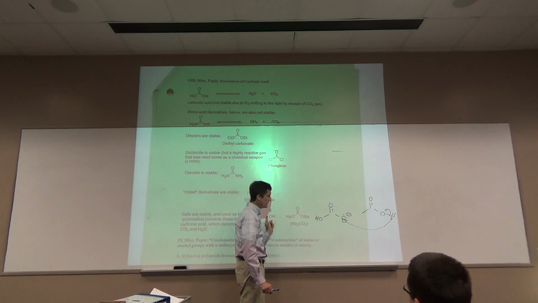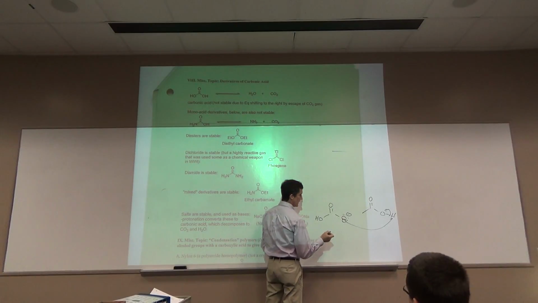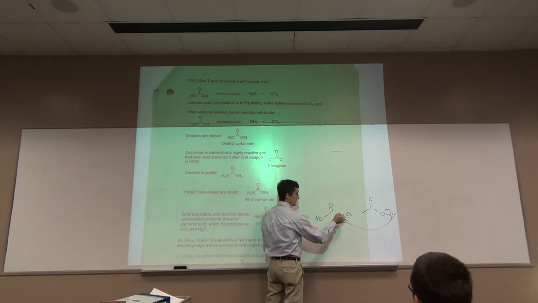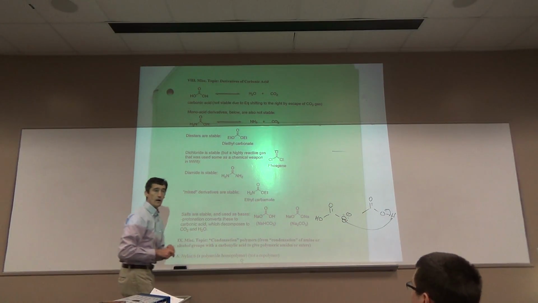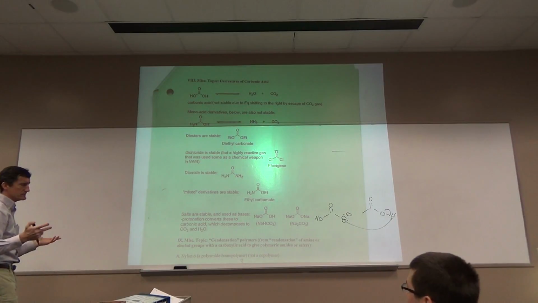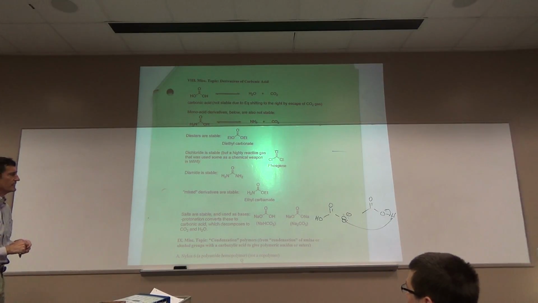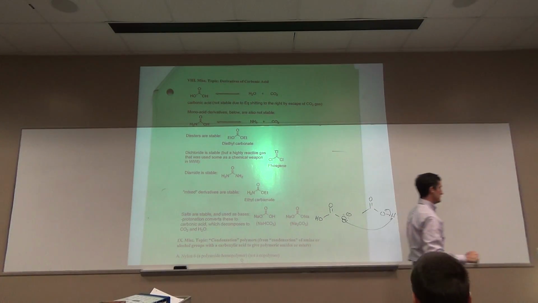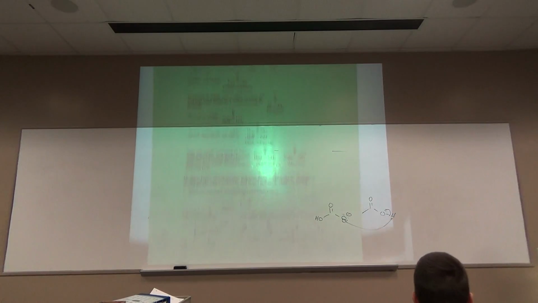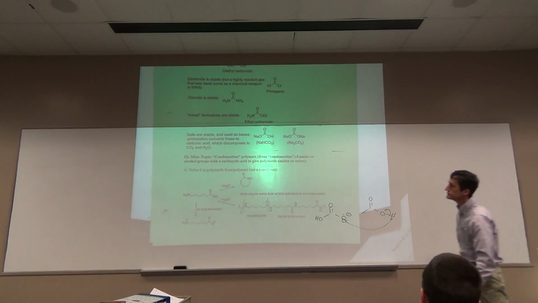Now these guys will decompose at high temperature. If you heat this up to like 500 degrees, it'll kick off this hydroxide and give CO2 and hydroxide. But at normal temperatures, the anions are stable. So these are all carbonic acid derivatives.